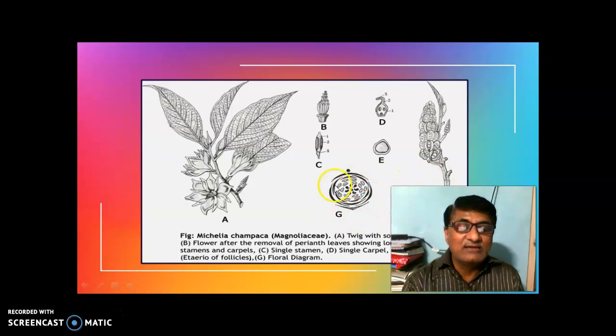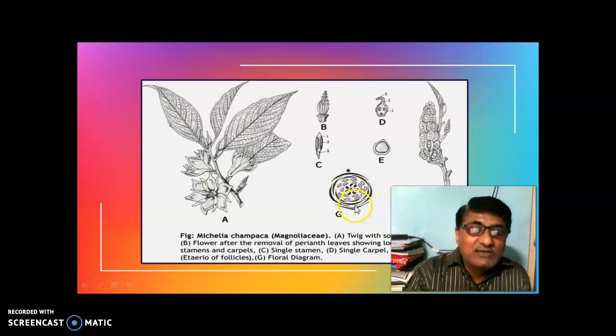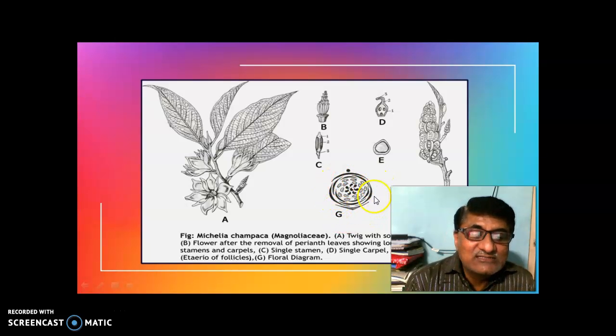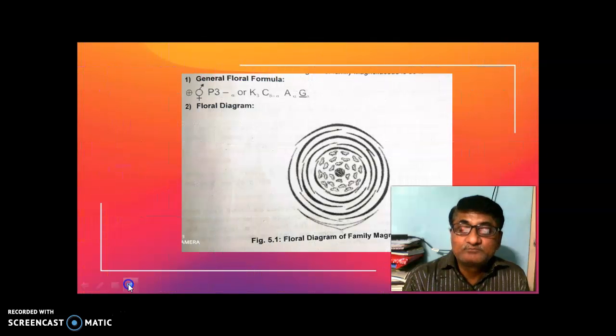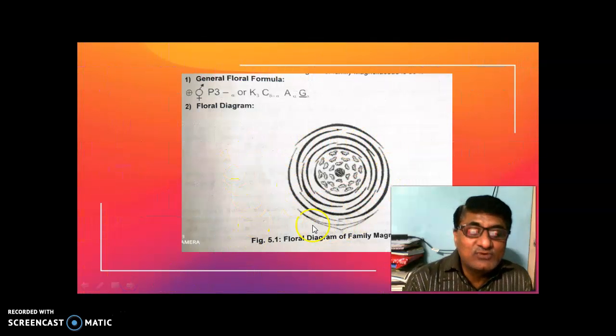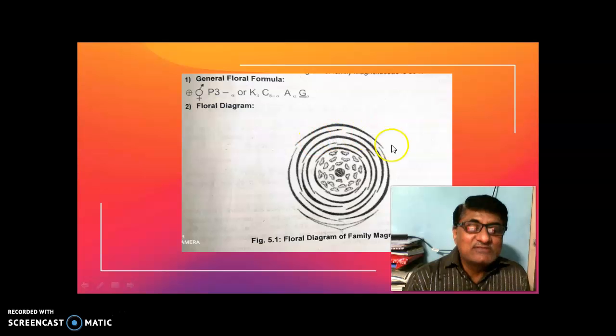This is a floral diagram of this particular family showing the whorls of spirally arranged perianth. Each whorl includes three tepals. Next to the perianth, there are spirally arranged many stamens. At the center, there are many carpels. They are also spirally arranged. This is an enlarged floral diagram. There are many perianth tepals present. They show twisted aestivation, spirally arranged. Each whorl contains three tepals.